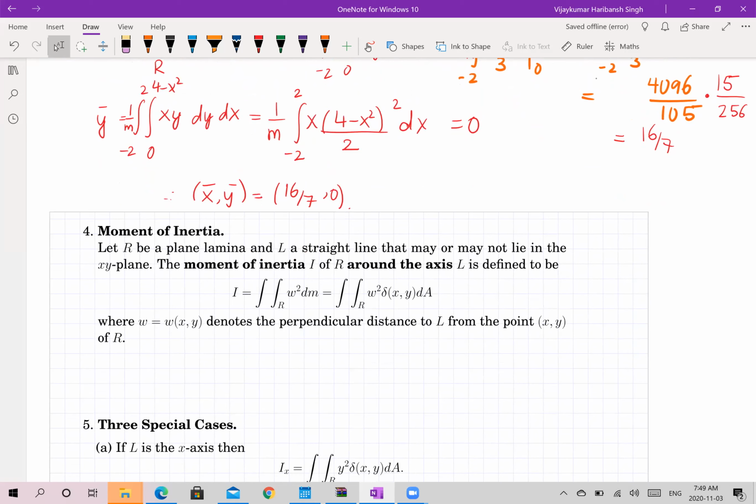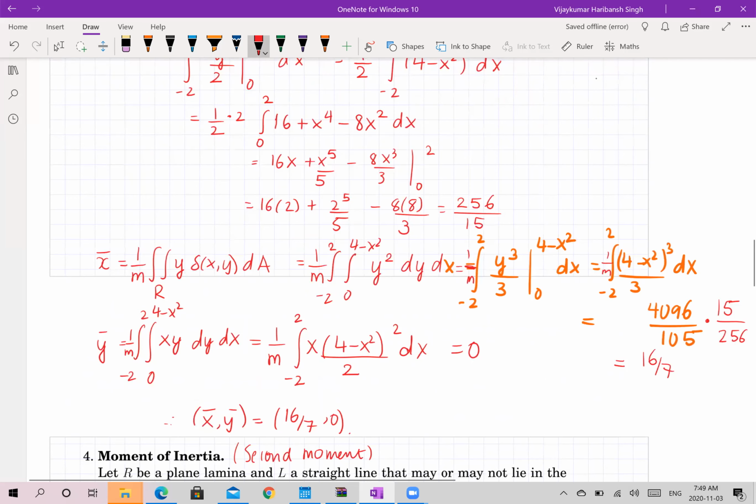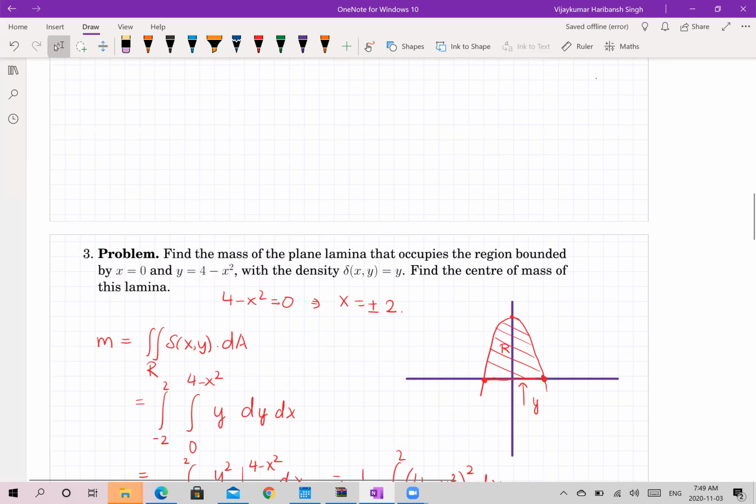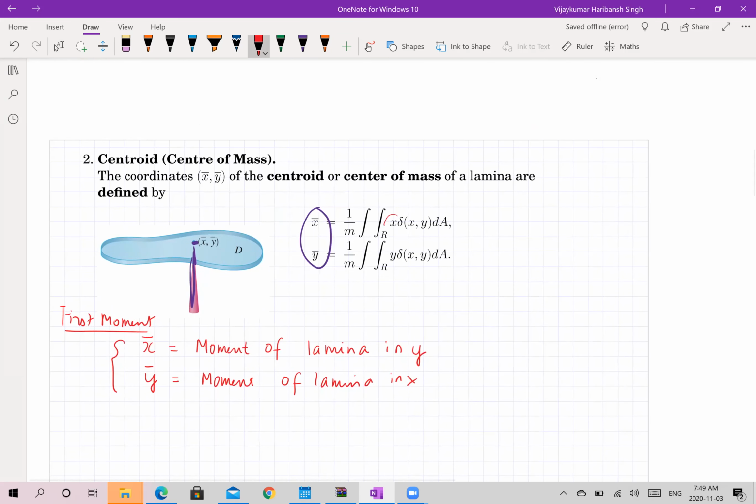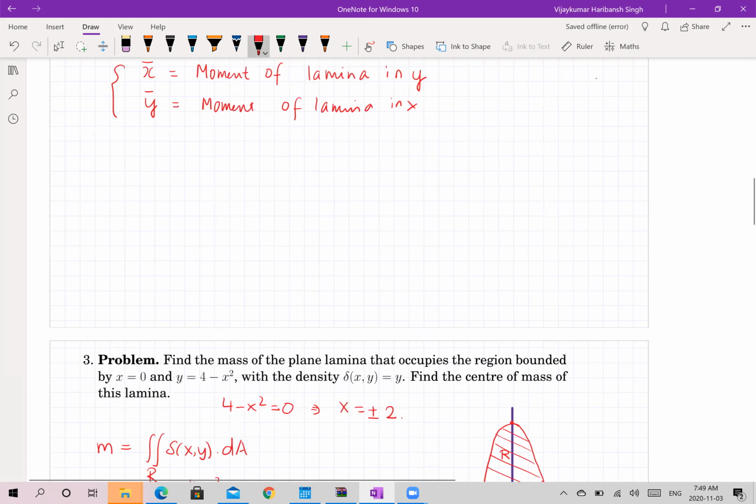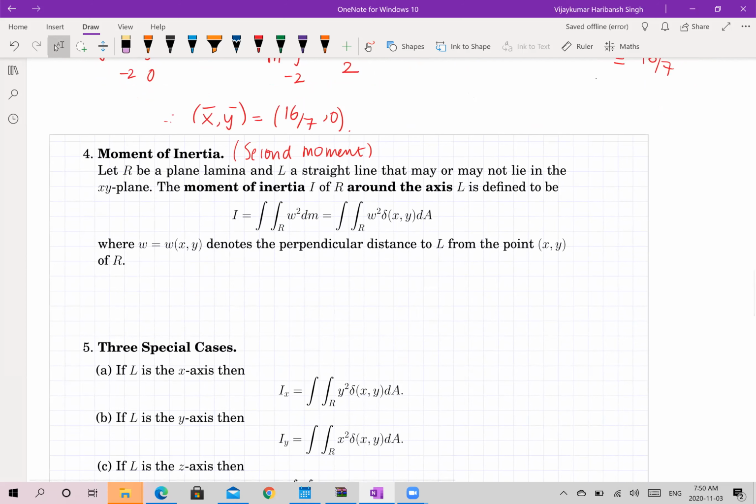Now we want to talk about the moment of inertia or the second moment. This was the first moment, right? So the first moment is here x times delta xy. Second moment would be what? X square. Third moment will be x cube and so on and so forth. They have significance in the setup. So let's consider the following. Second moment.